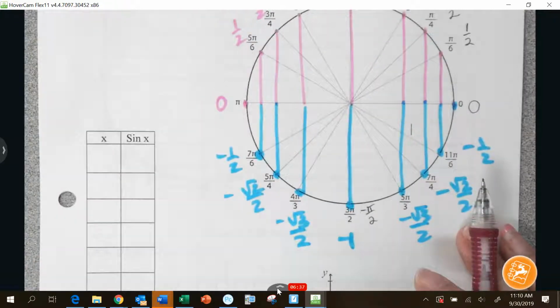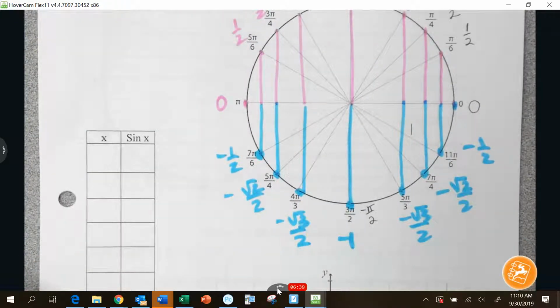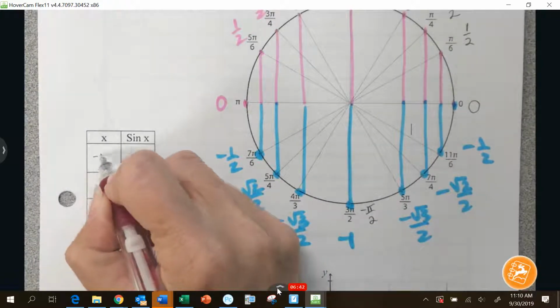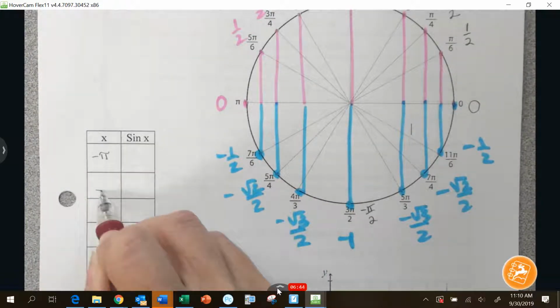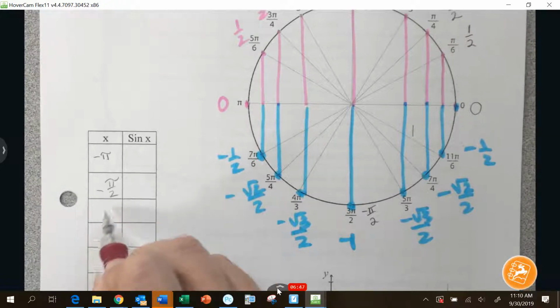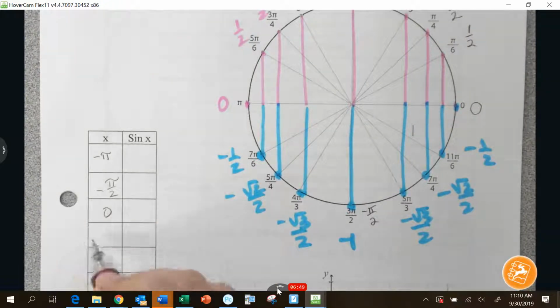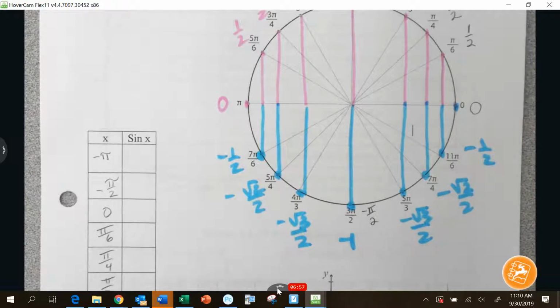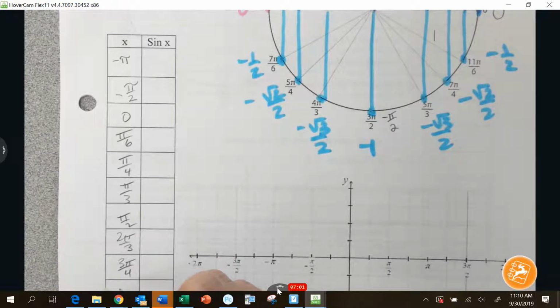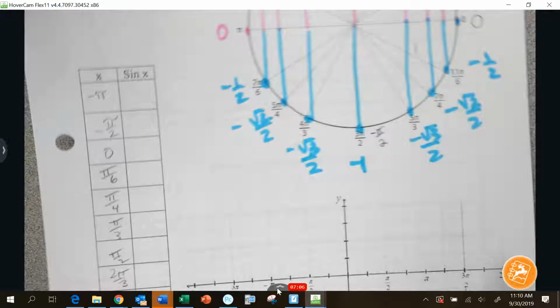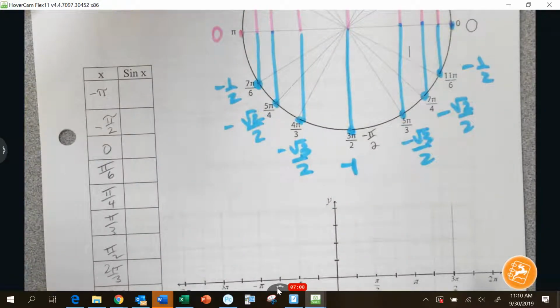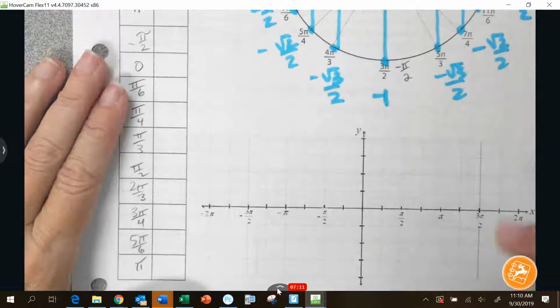Okay, so what I have here is just an XY chart where you could do negative pi over 2, 0, I'm just picking values, pi over 6, pi over 4, pi over 3, pi over 2, 2 pi over 3, 3 pi over 4, 5 pi over 6, pi. There you go, I put some values. It doesn't fit everything because I didn't make the table big enough.